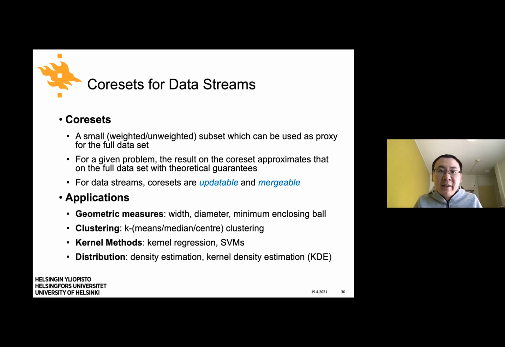The first method is core sets for data streams. Here, the concept of core sets is a small weighted or unweighted subset which can be used as a proxy for the full data set. And for a given problem, the result on the core set can approximate that on the full data set with theoretical guarantees. For data streams, the core sets are updatable and mergeable. Here, updatable means given a new element, we can incrementally update the core set. Mergeable means if we construct a core set for a stream A and another core set for a stream B, then we union the two core sets constructed for A and B, and we get a new core set for A union B. This is the notion of mergeable for core sets.